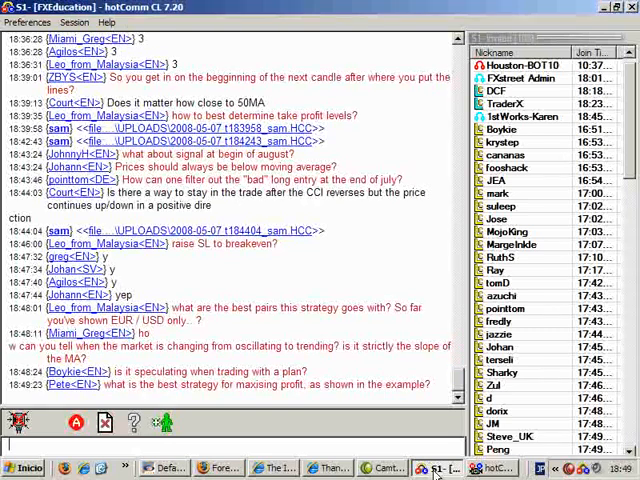Speculating when trading with a plan? Yeah, you're always speculating. We just want to make sure we're putting our money on the line when the odds are stacked in our favor and the risk is low and the reward is high.